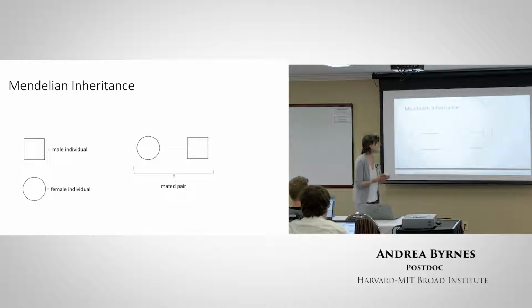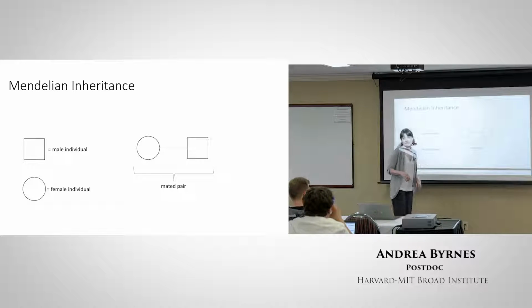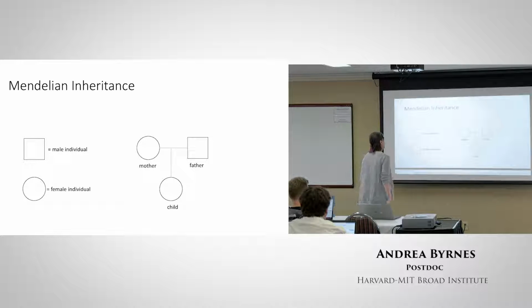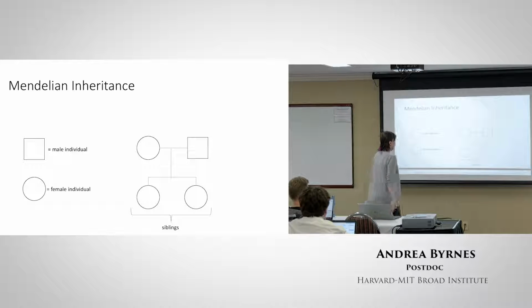Okay, so it's hard to talk about inheritance without looking at pedigrees. I'm just going to give a quick primer on how pedigrees work. So squares are generally male individuals. The circles are generally female. And this line connecting two shapes tends to indicate a mated pair. The line descending from the mated pair is the progeny. In this case, it is a female progeny. And this sort of bracket-shaped thing with two of them indicates that you have siblings.